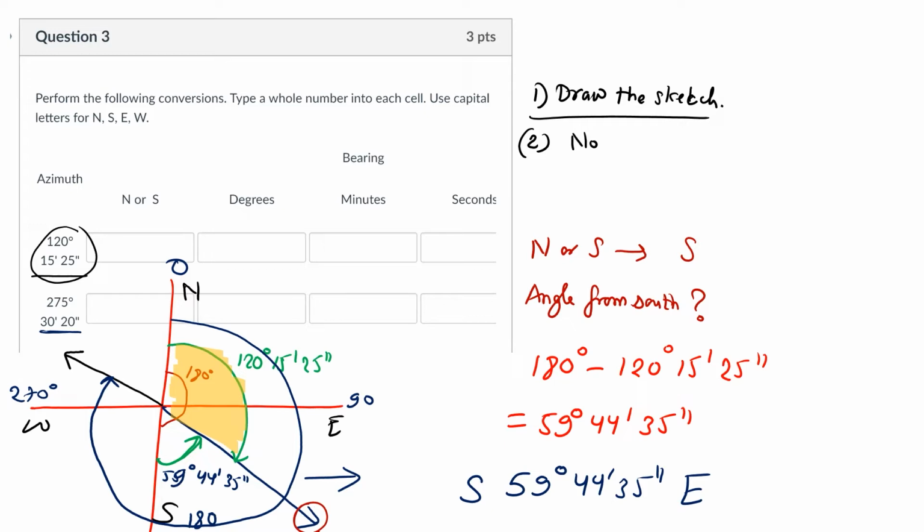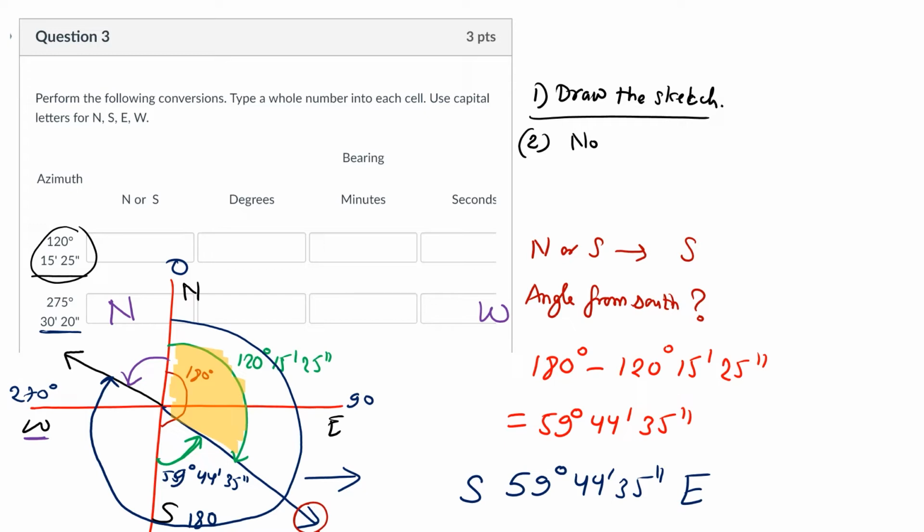So it is pointing towards the north. So my first letter would be north, right? And it is pointing towards the west. So it is definitely west. So I need to find this angle, right? Because we're measuring the angle from the north. And how do you find this angle?